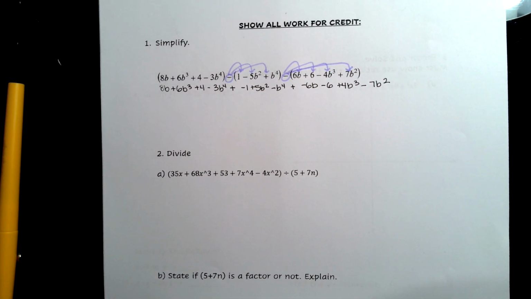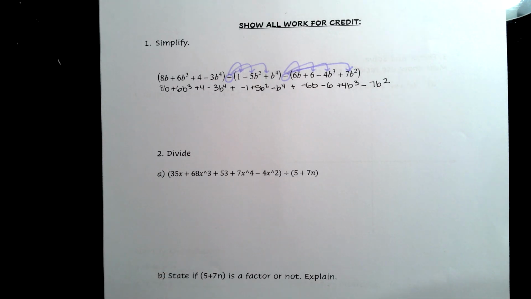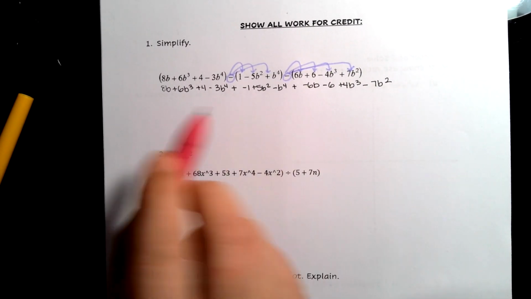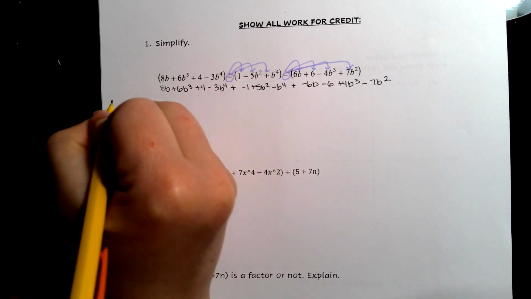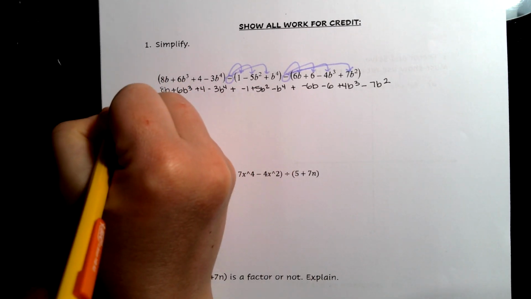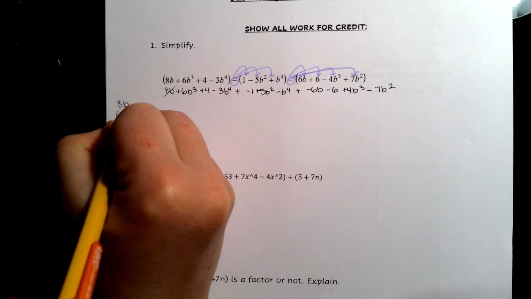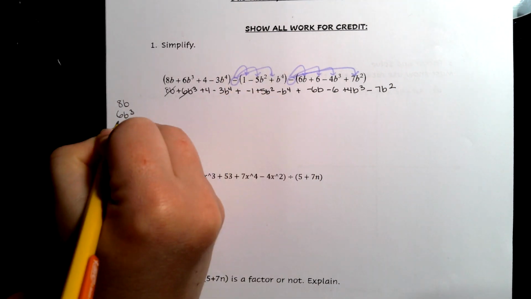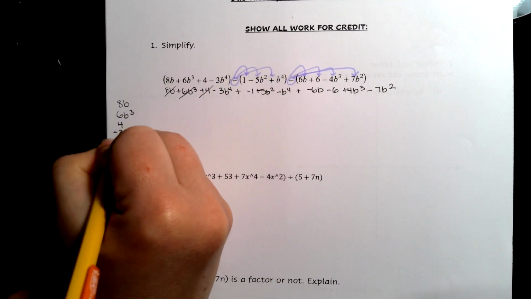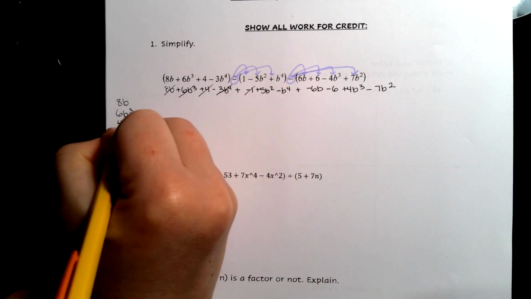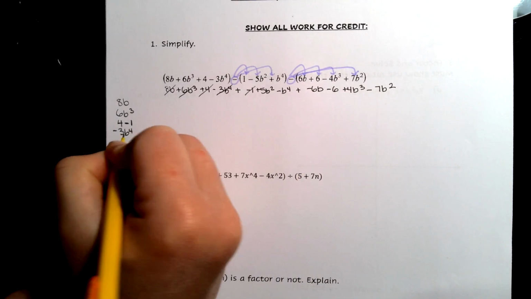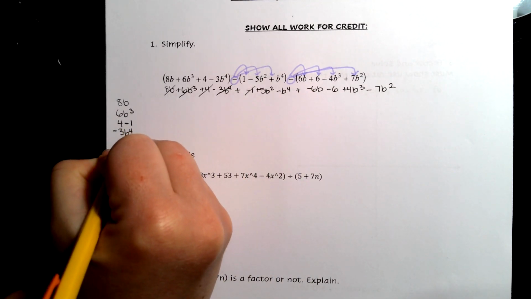After you distribute that minus, you're going to go ahead and combine like terms. Combining like terms can look different. You can rearrange them. Sometimes what I like to do is write them like this. So for example, I take 8b, so I'm going to write it off to the side. So here's 8b, cross that out. I have 6b cubed. I'm going to write that in a different row. I have 4, writing that in a different row. I have a negative 3b to the fourth, writing that in a different row. So these are all different terms. I have a negative 1. I'm going to write that next to 4. I have a 5b squared. That gets its own row.